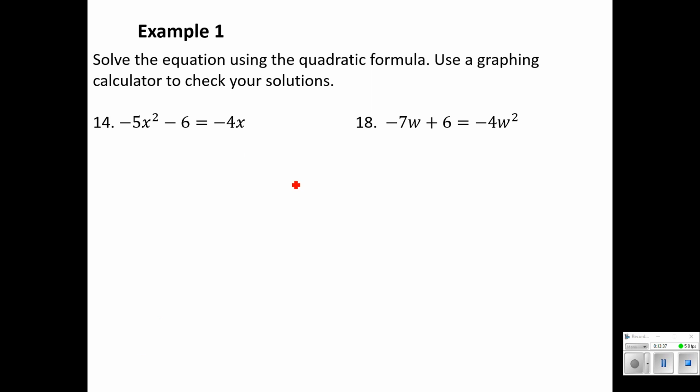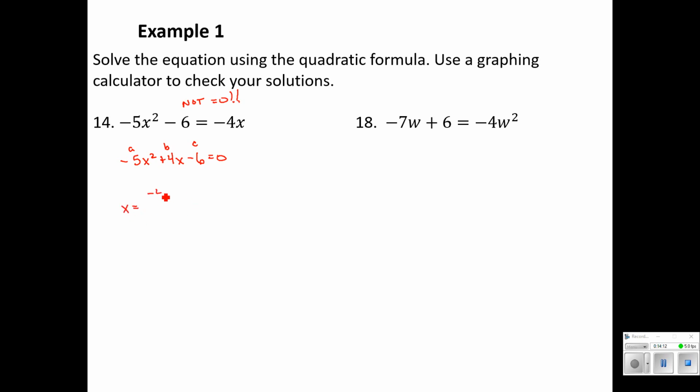All right, these next two examples, number 14, here you can see we're not set equal to 0. So that should be something that we recognize right away. We want to get this set up equal to 0. So let's add 4x over to the other side. We want to get it set up in the correct order, so it's our x squared term, then our x term, then our 6. Otherwise, quadratic formula doesn't work. So our a value is -5, b value +4, c value -6.